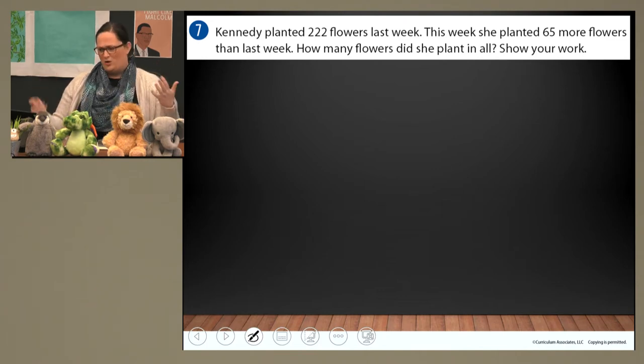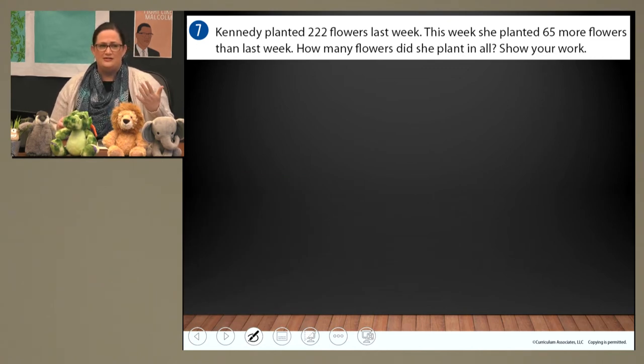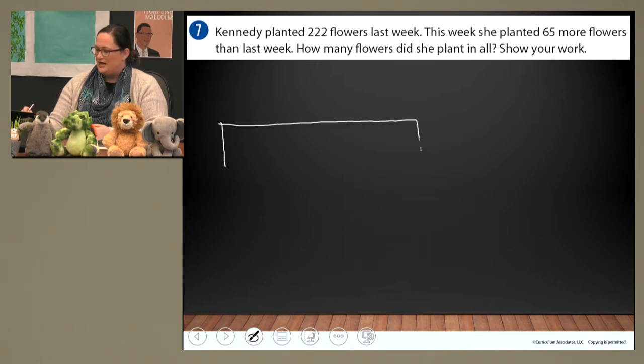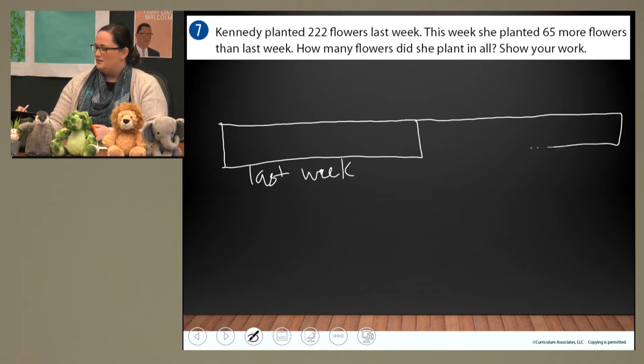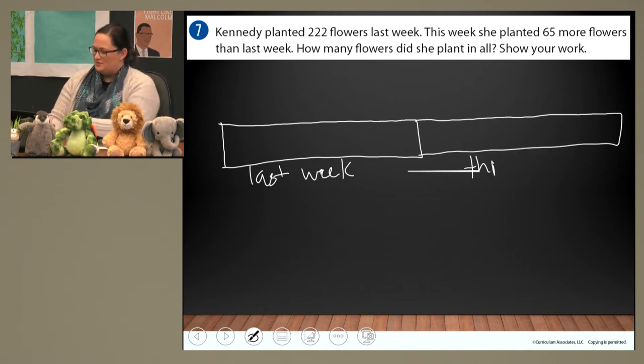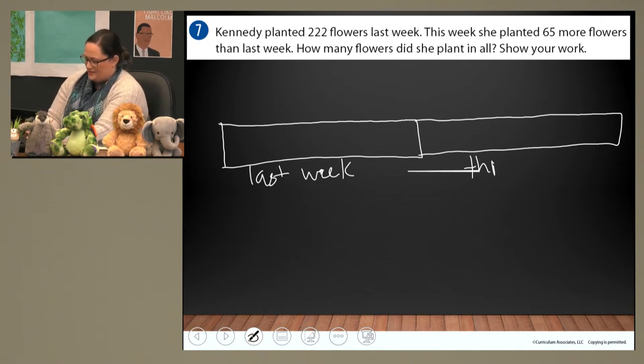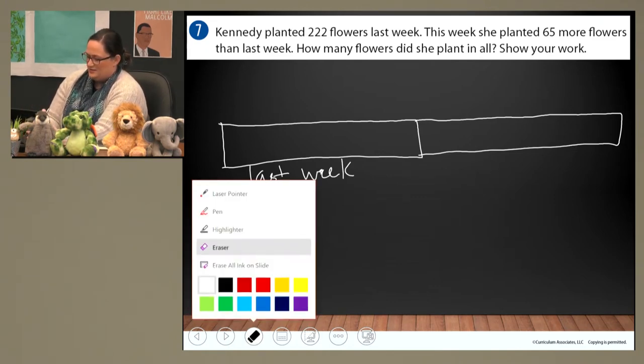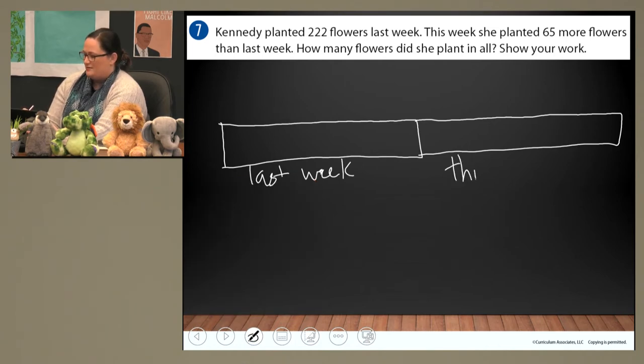And what's the time frame going on here for these flowers that are being planted? It says, how many flowers did she plant in all this last week and this week? So we've got two different weeks happening. So let's draw the 2 weeks. This is last week. And then we've got this week. Whoops. My little wedge is not tight enough there. Hang on, friends. We have this week. Okay, and then we're gonna have a total amount of flowers in all, right?